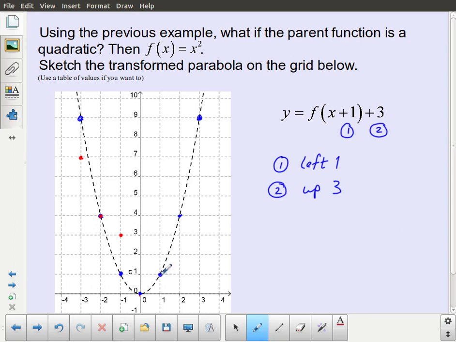Okay, what about here at 1, 1? Left by 1, up by 1, 2, 3. And just as happened with the other point, this one is going to go off the graph vertically, so I'm not going to deal with that. And I'm going to try to get through these points best I can and draw my parabola. So I end up with that.